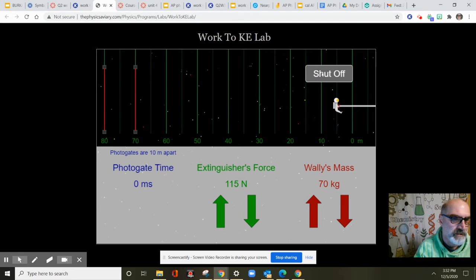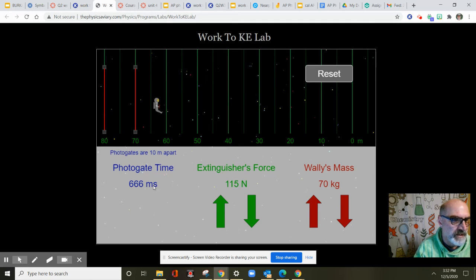So here's Wally, just zooming across here. I'm going to try to turn Wally off at 60 every time, like try to hit the same spot every time as near as possible.